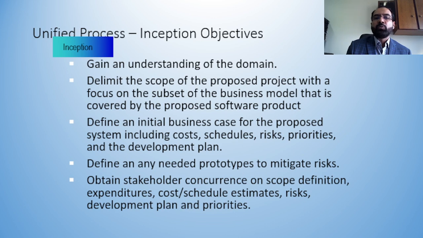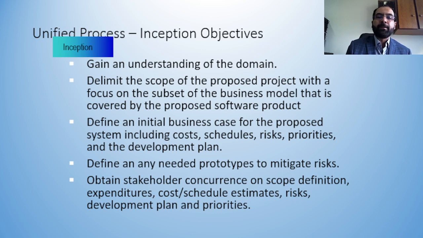Obviously the objective is to delimit the scope of the proposed project, define the initial business case for the proposed system, including costs, it is important, schedules, how it will work, which activities to be followed, the timeline, what are the risks which are associated with that development process, priorities, development plan, define any needed prototypes to mitigate risk, because whenever we identify those risks, we need to develop such prototypes to mitigate those risks. So only the identification of risk is not important, but we should know how we can reduce the chance of having that risk, or in other words, we can mitigate that risk.